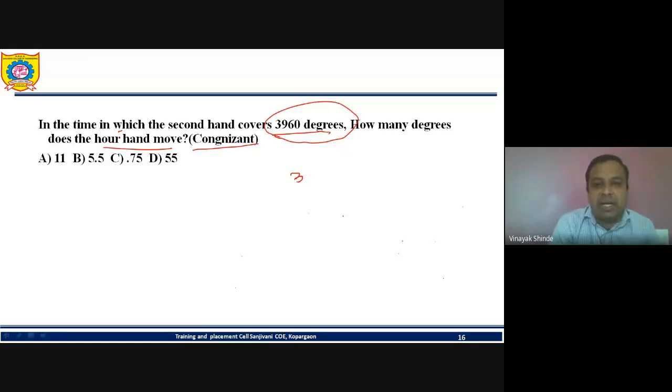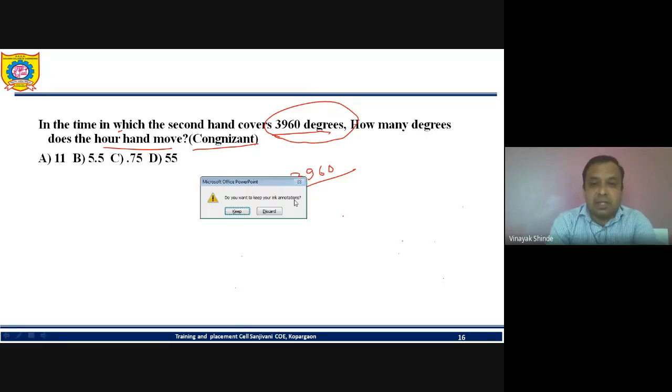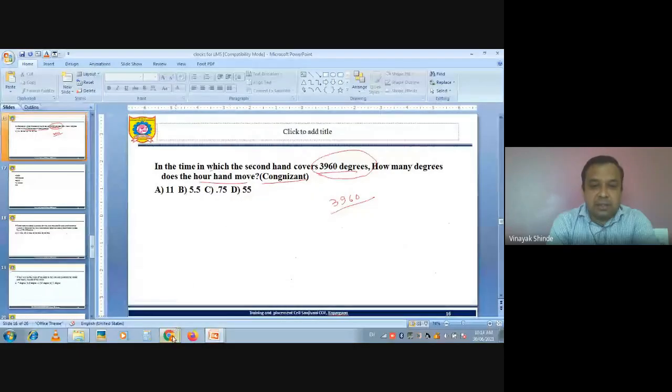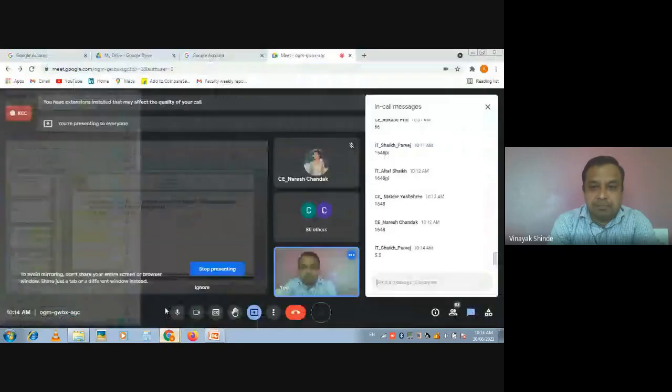Okay, 3960, how many degrees is it? Sorry, how many seconds is it? And those seconds you need to convert into minutes. And we know the conversion of minutes into the hour hand. So I think you can solve this question easily.